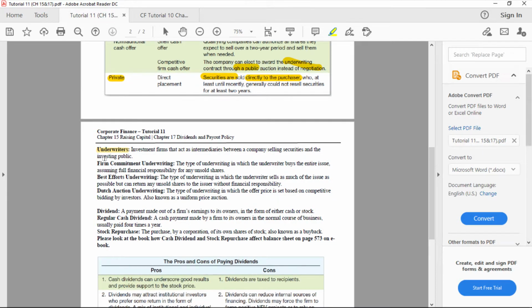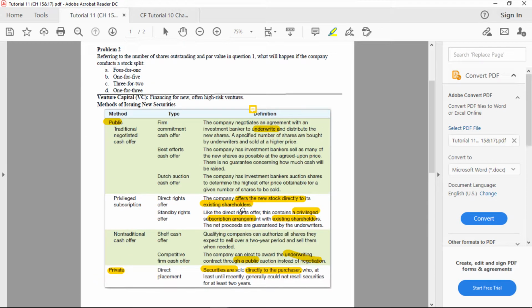And then there is firm commitment, which I have explained earlier, the type of commitment in which the underwriter buys the entire issue, assuming full financial responsibility. Full financial. So these are the keywords right there. Firm commitment is full financial responsibility. Best efforts is without financial responsibility, and Dutch auction is the underwriting in which the offer price is set based on competitive bidding or uniform price auction. So these are the keywords right there.